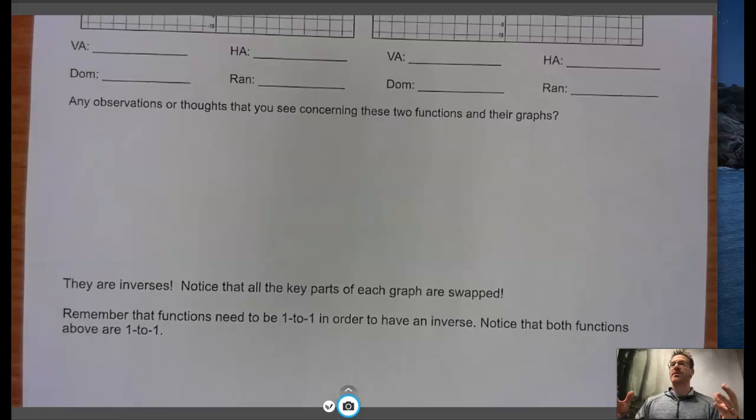So notice that everything is swapped. And we know that happens because with an inverse, the domain of the function becomes the range of the inverse, and the range of the function becomes the domain of the inverse. So those are some of the properties we know of when we talk about inverses with all the work we've done so far this year. So that was just a refresher to help you remember some of those properties of our inverses.